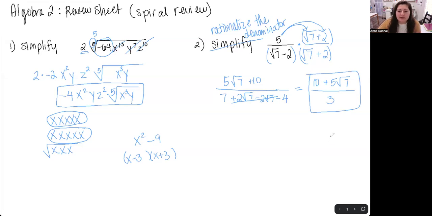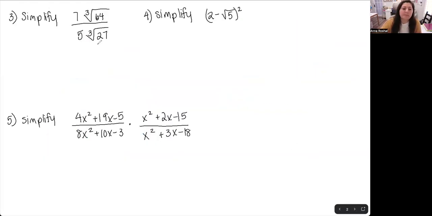Now, the one thing I do want to make sure that you're careful with is actually distributing everything, right? Most times I'll see students go 5 root 7 plus 2. They won't distribute it fully. So just make sure that you're fully distributing.